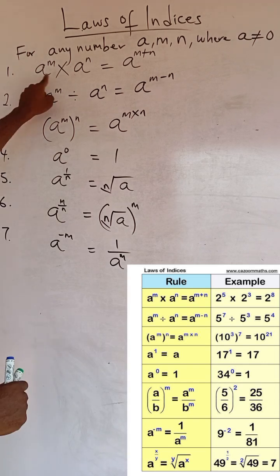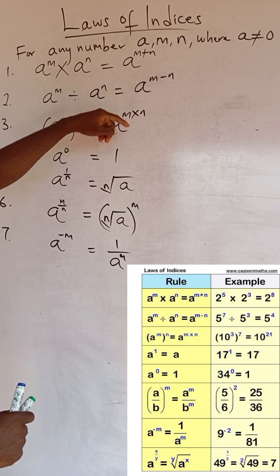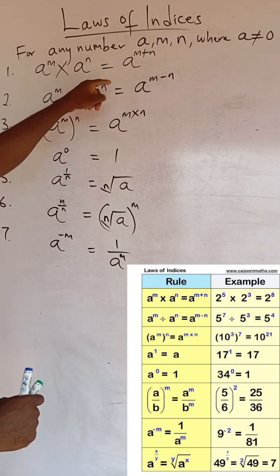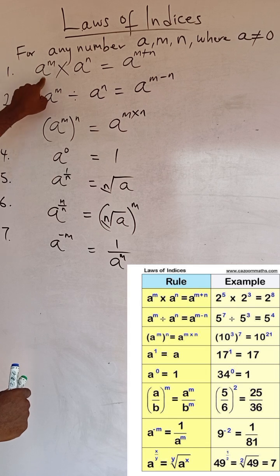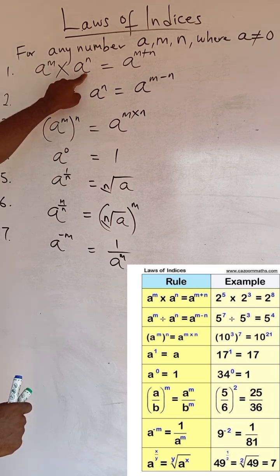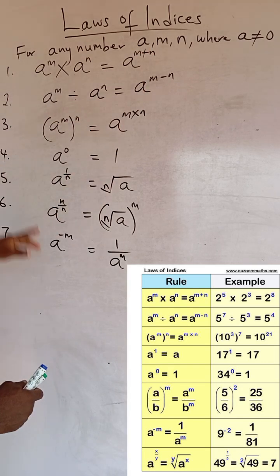You have it that when you're multiplying powers of the same base, you take one of the base, you add the powers. That is why you are seeing this to be a raised to power m plus n, because we are multiplying powers of the same base. A is here, they are the same base. You just take one of the base, you add the powers.